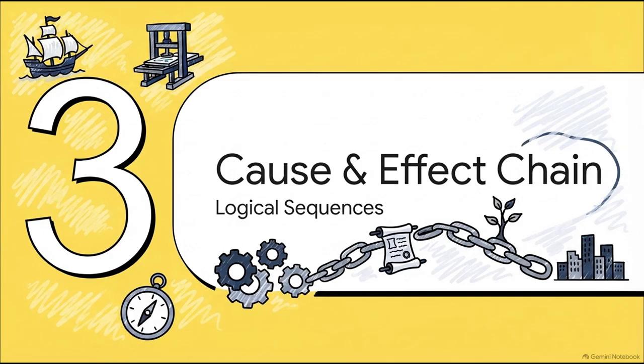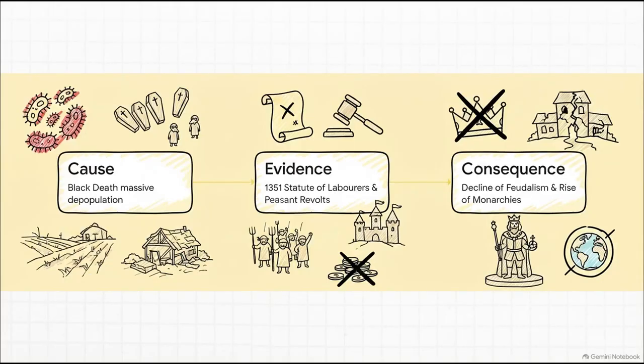We have to clearly link our causes, our evidence, and our consequences. It's kind of like a domino effect. Notice how step 1, the plague, triggered a massive labor shortage. For step 2, we can actually prove this with concrete evidence. The elites panicked and passed strict new wage laws, which directly provoked massive peasant revolts.